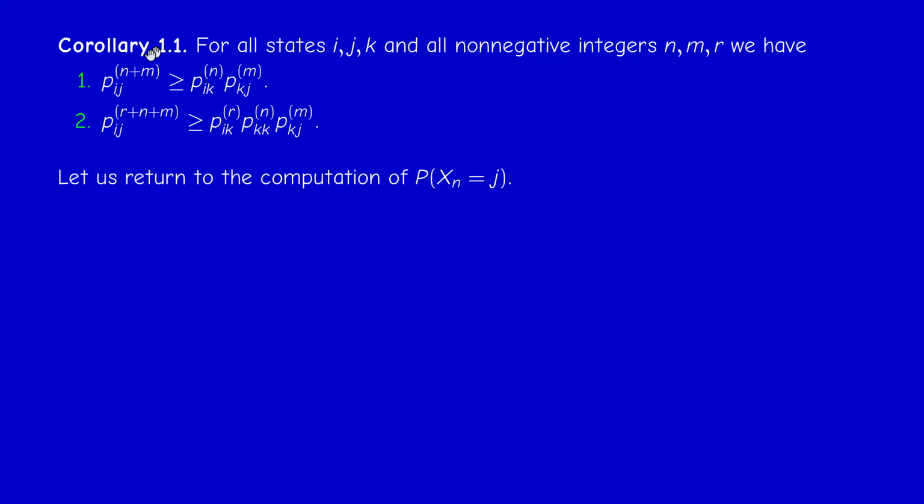And if we apply this twice, then you will see that p_ij to the r plus n plus m is bigger or equal than p_ik to the r, p_kk to the n, p_kj to the m. Just apply the first point twice. So apply it for r plus n plus m. You'll get p_ik to the r plus n, and then you apply it again. So if you apply it twice, you'll get this inequality.